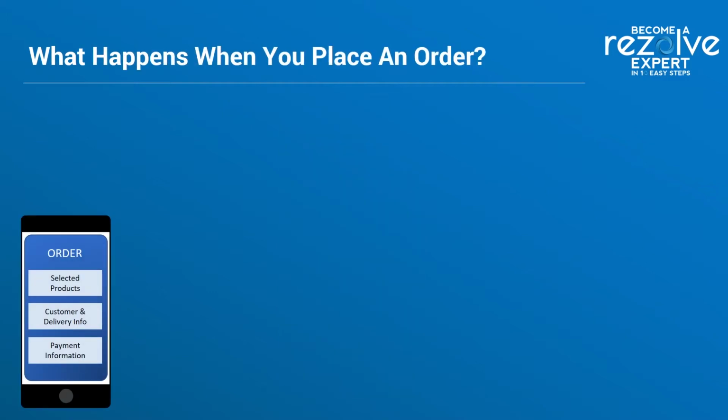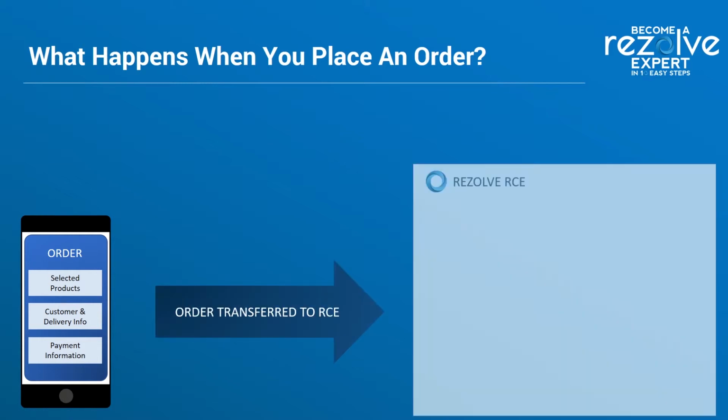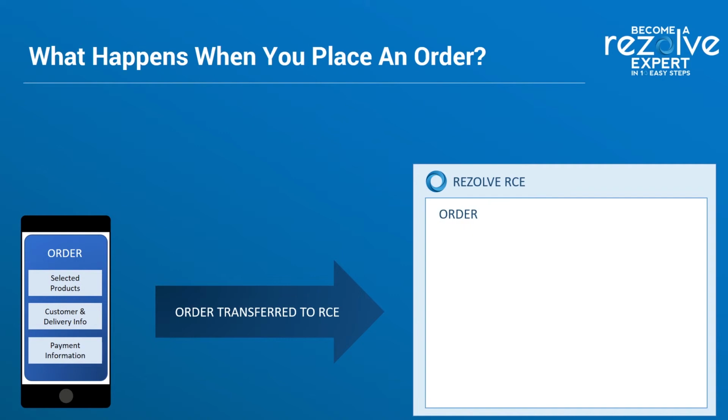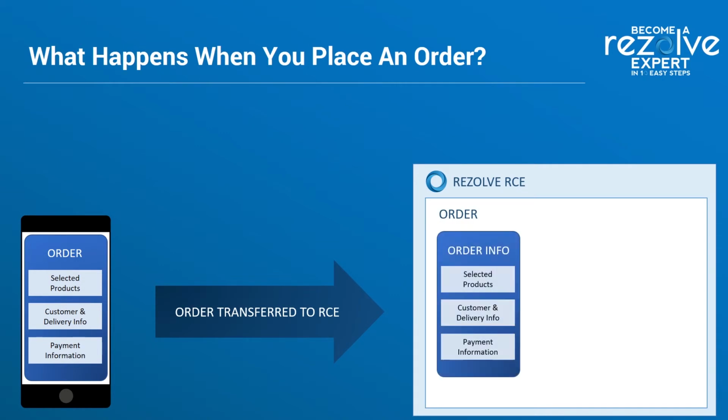And when the order is placed, when you slide that instant buy slider, that order information is transferred through to the RCE. An order record is created within the RCE, and all the details about that order are saved as part of that order in the RCE. And of course, as a merchant, to view the order information, you can use the merchant portal. So let's take a look at that now.